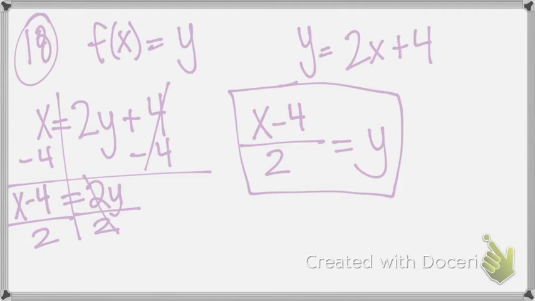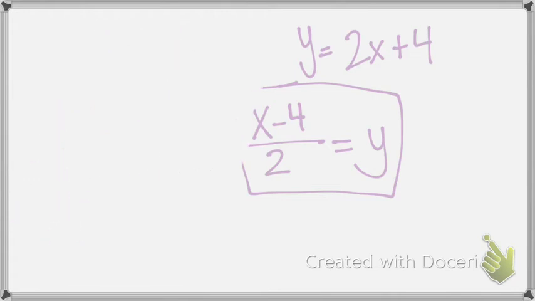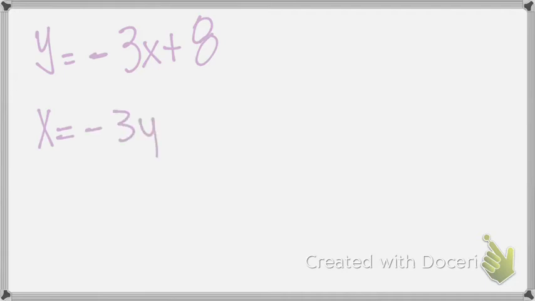All right, let's go ahead and jump to number 20, and then we will come back to number 19. Number 20 says, find the inverse of y equals negative 3x plus 8. The first step is to swap the x and the y. Then we must solve for y. Just like before, we've got to get y by itself.